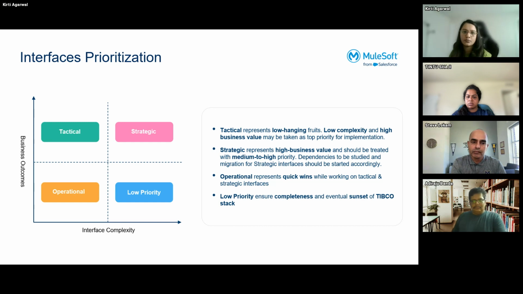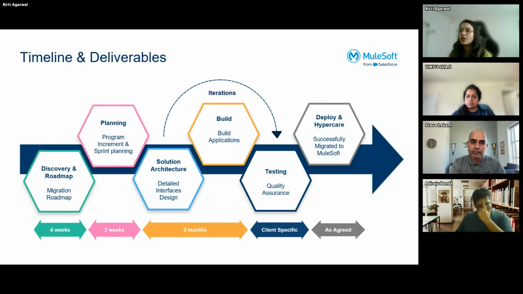Coming to timeline and deliveries, this is a standard timeline that we generally follow. We have 4 weeks of discovery, where we build a migration roadmap. We do the analysis and work with the customer to understand what reusable artifacts they have, what objects they're working with, and what systems they're connecting with. All of that comes under discovery and roadmap.